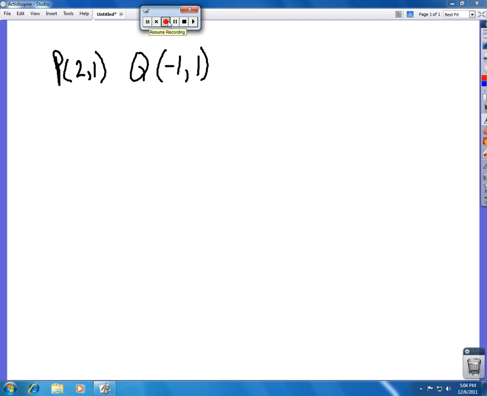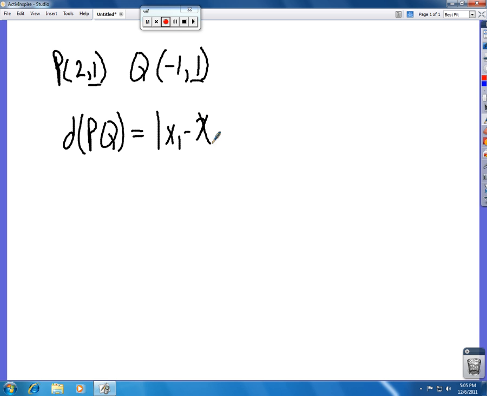So now let's find the distance between these 2 points, P being (2, 1), and Q being (negative 1, 1). So we can see they both have the same y value. So because they have the same y value, we don't need to really even mess with the constant that's in the place of the y value. Again, distance of PQ is equal to the absolute value, what was it? x1 minus x2, or it could be x2 minus x1.